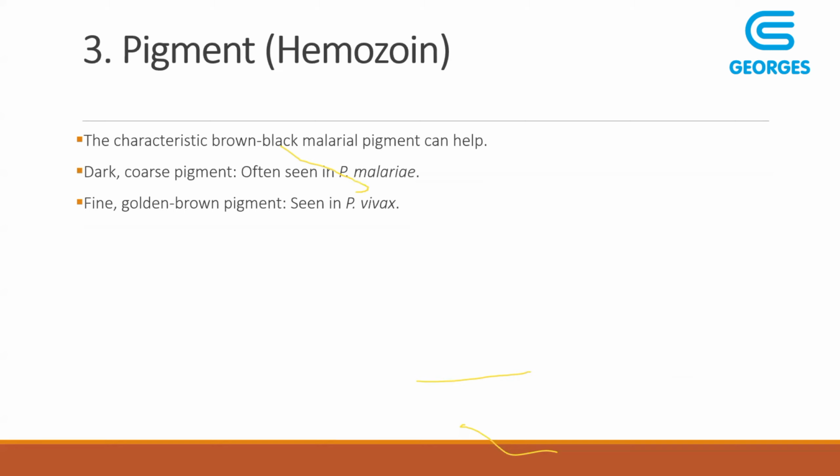So another thing that we can look for when we are reviewing a slide are these pigments. They can quickly help you identify or differentiate different types of parasite. They are always brown to black pigments. So for P. malariae, you can find dark coarse pigments, and then we have the fine and golden brown pigments. They are seen in Plasmodium vivax.